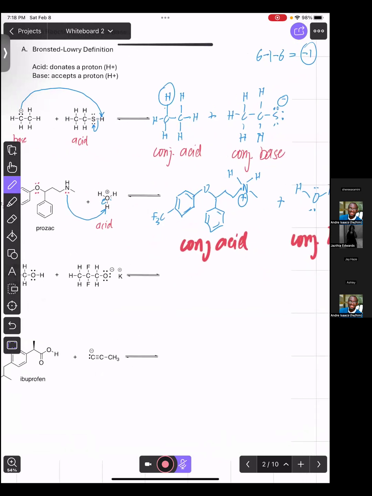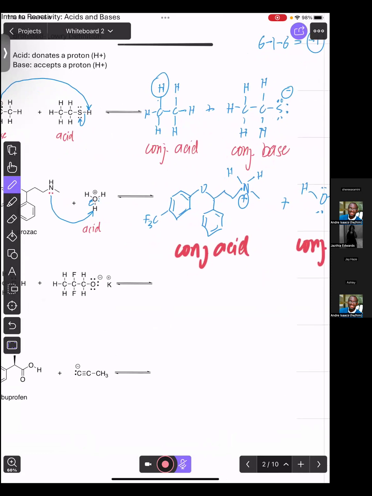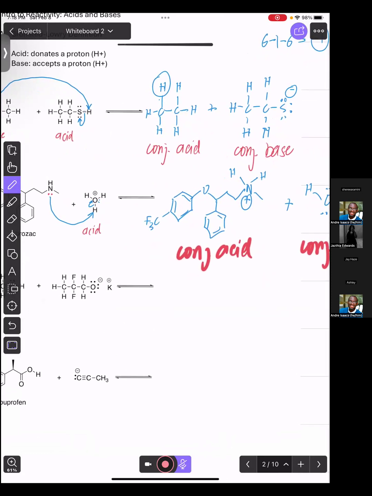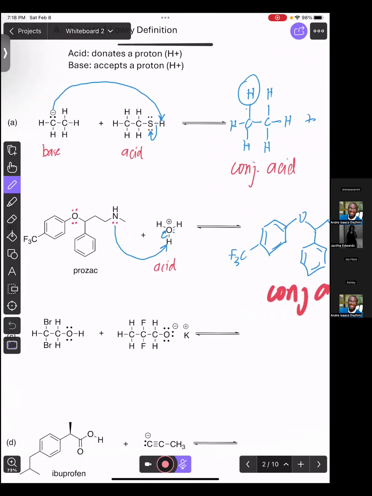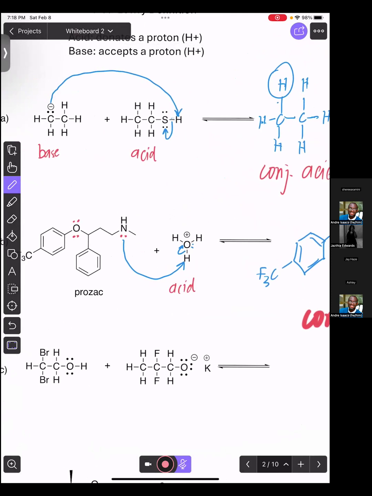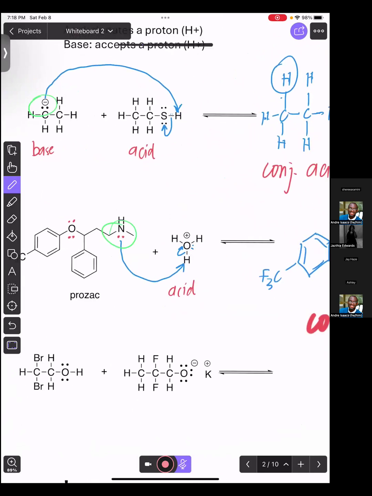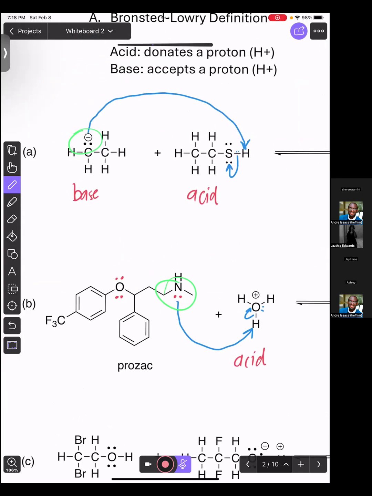Good question. Why do I draw an arrow away from the NH? Because I'm always drawing the arrow from the lone pair. Let's make sure we understand that. Here is the lone pair on carbon that is reacting with the H. Here is the lone pair on the nitrogen atom that is reacting with the H.